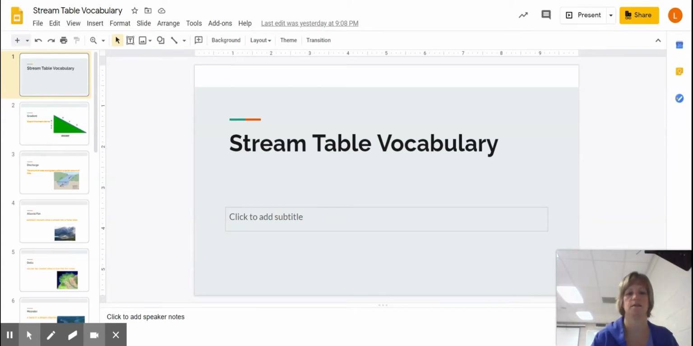Okay, so today I'd like to introduce you to some stream table vocabulary, and our stream table unit is a quick one, and it only has one standard. And the standard that we're going to be working on says this, that it is actually assessing your ability to examine a landscape and determine what force shaped that landscape. So that's the question we keep asking again and again.